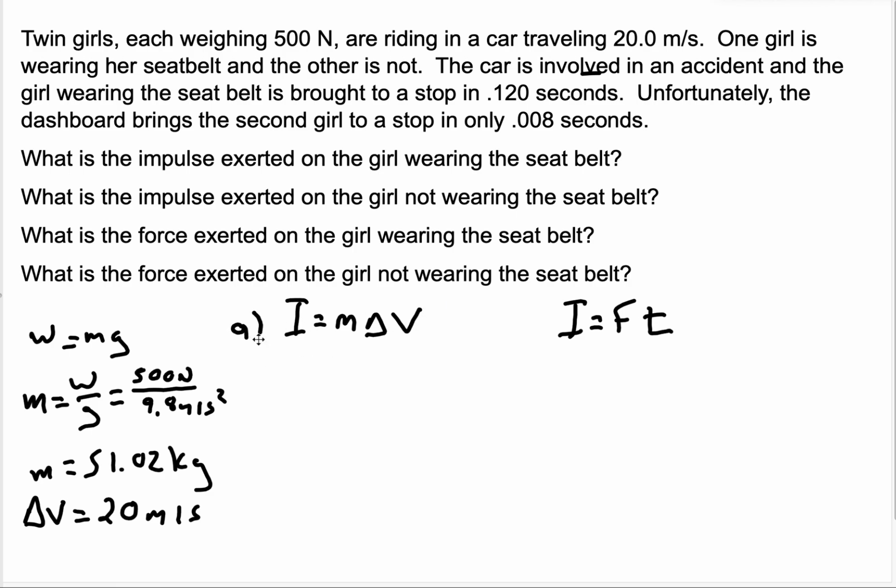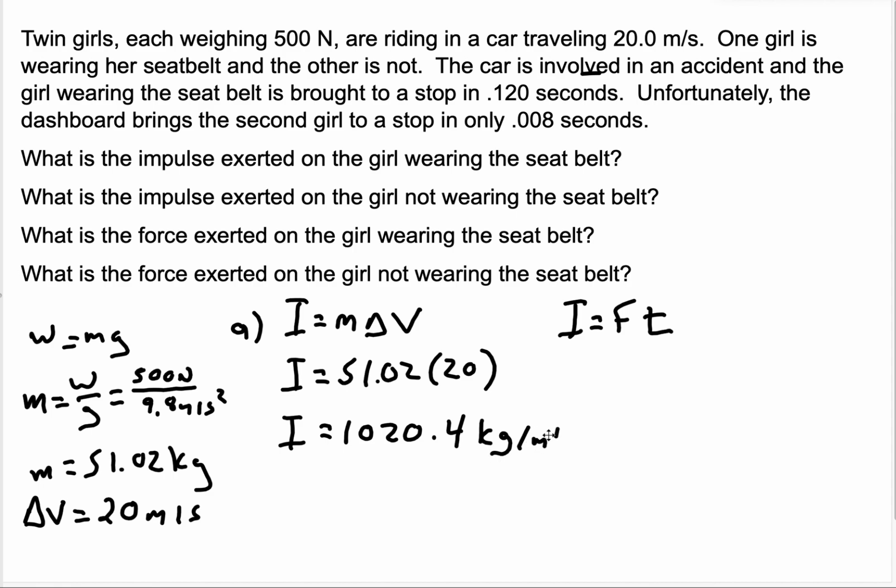So this is part A, right? The impulse is going to be her mass, 51.02, times her speed, which is 20. If I do my math right, I think that is 1020.4. Can someone check that for me? 1020.4. Okay. And the units would be kilogram meters per second. So that is the impulse. That is the change in momentum, 1020.4.